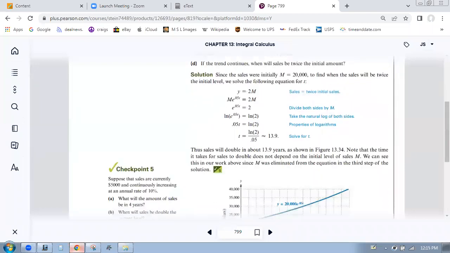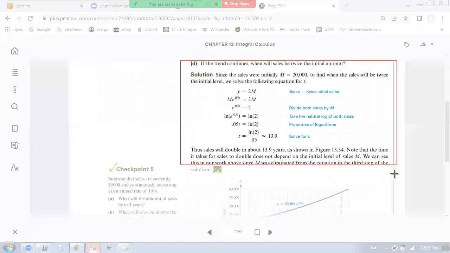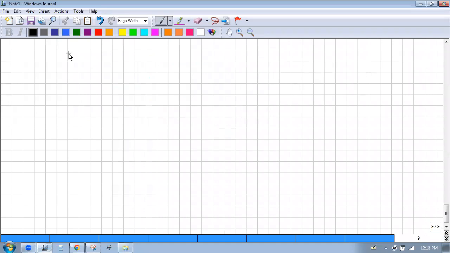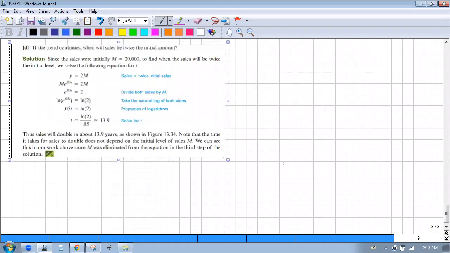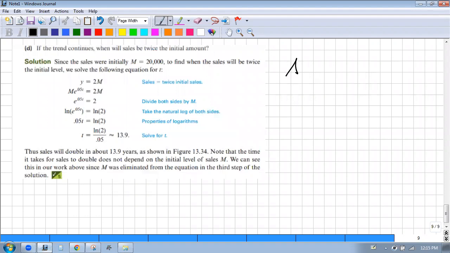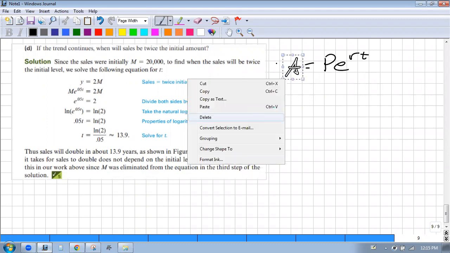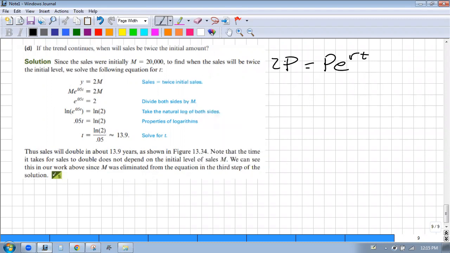All right. When will cells be twice the initial value? This is interesting because it doesn't depend on what the initial value is. Just like with your investments, right? A equals P e to the rt. How long does it take to double your initial investment? If I replace the amount with twice the initial investment, the principal falls right out of the equation. The time it takes to double $1,000 is the same amount of time it takes to double $1. It doesn't depend on the initial investment, okay?